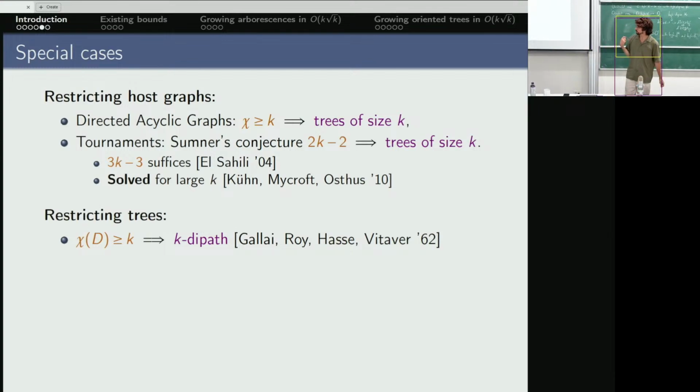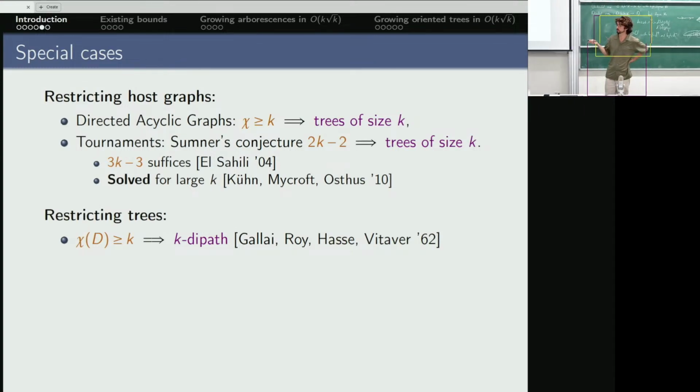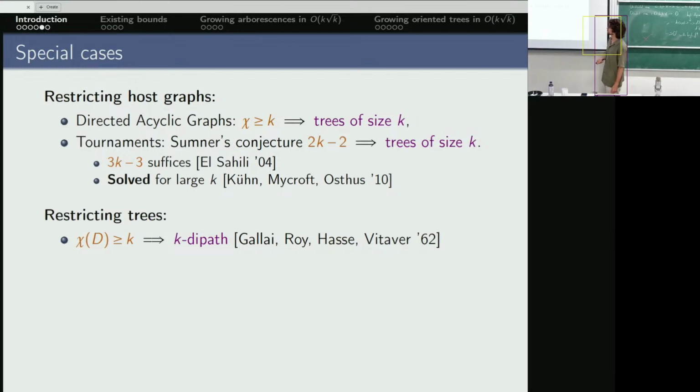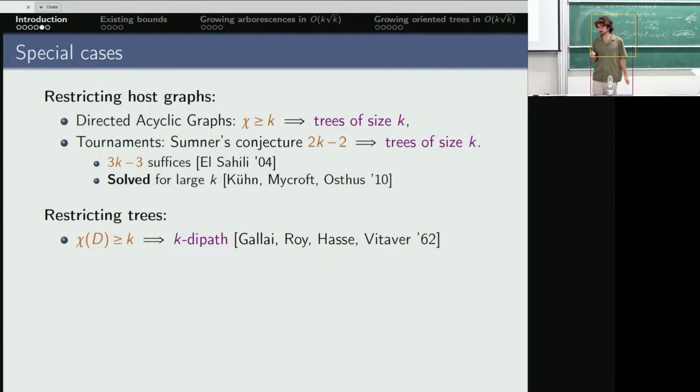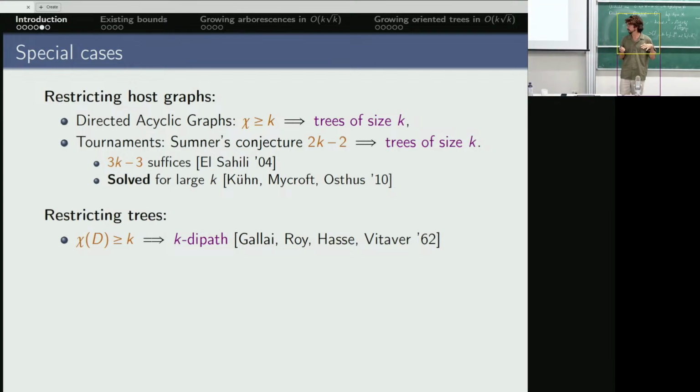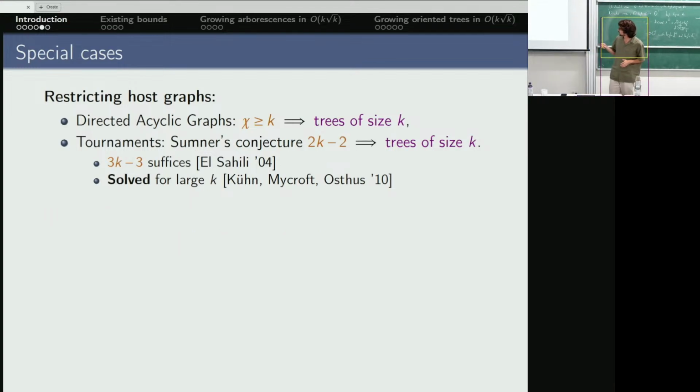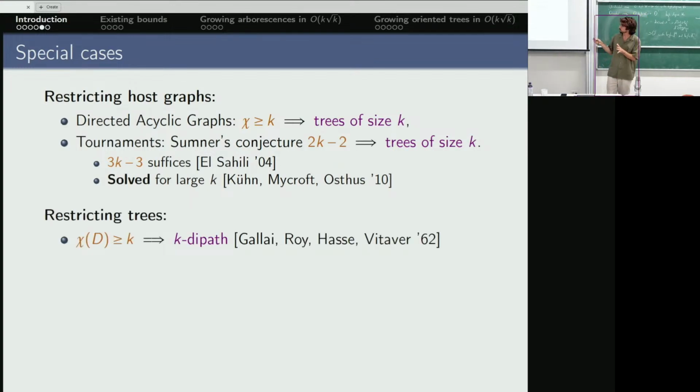Another way you might want to restrict the problem is to restrict the trees you are looking for. So you take the class of all graphs, but you look just for specific trees. And perhaps one of the most important results in directed graphs is the Gallai-Hasse-Roy-Vitaver theorem, which says that any directed graph of which the underlying graph has chromatic number k has a path of length k. So you take any graph of chromatic number k, you orient it however you like, you will get necessarily a path of length k.